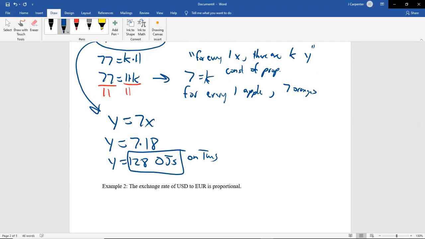Now I'm going to make this up on the spot. I don't know the exact exchange at the moment, but let's say if $4 gets you 5 euros, how many euros could you get? We're ignoring the exchange fee. How many euros could you get for $450?